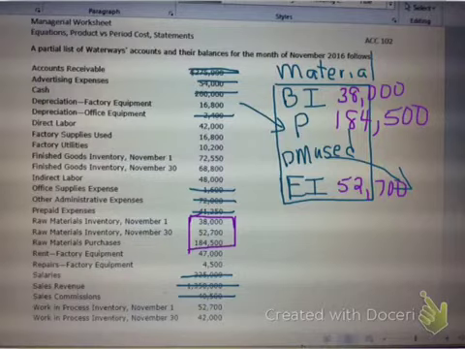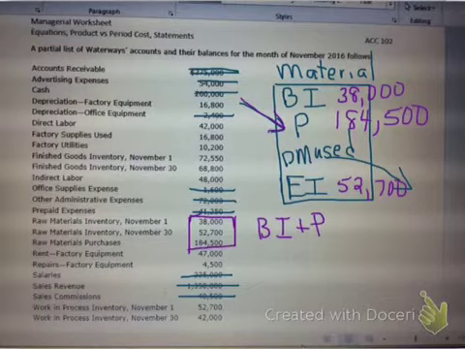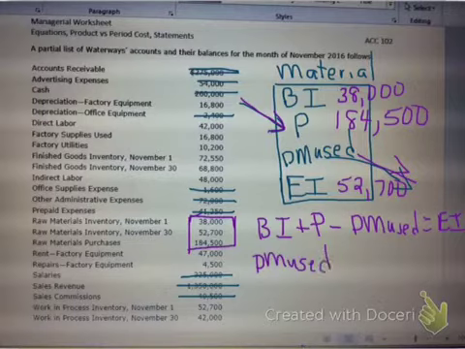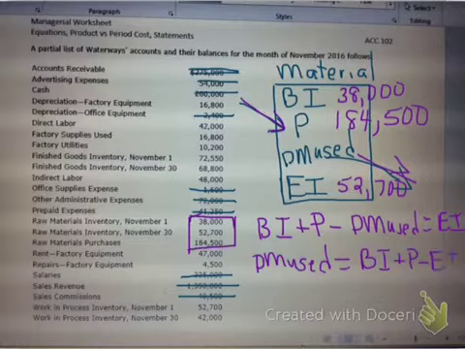So when we look at this particular equation, we have beginning inventory, and then anything that comes in would be added, so it would be plus purchases. Anything that goes out of the box would be subtracted, so that would be direct materials used. And that is going to equal the ending inventory. Now I can change this equation around by using algebra, and I'm looking for my direct materials used. So direct materials used is going to be the beginning inventory plus my purchases minus my ending inventory.